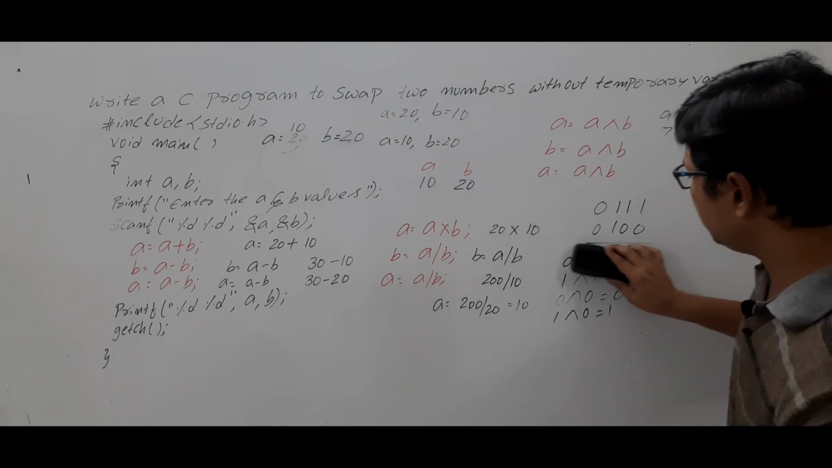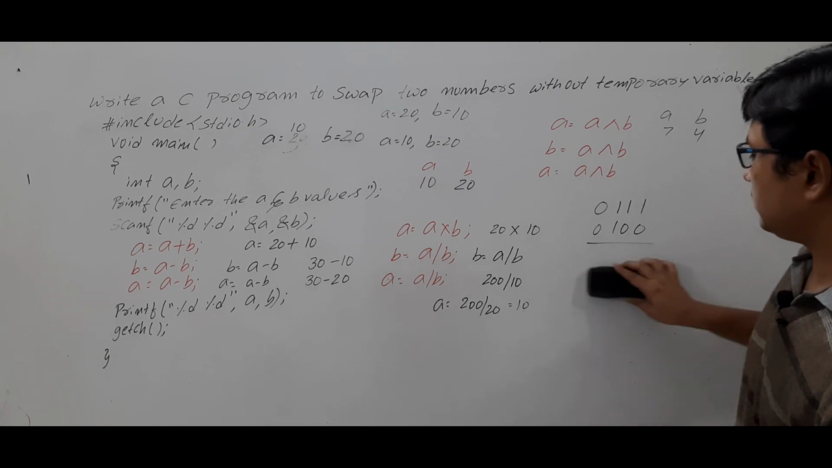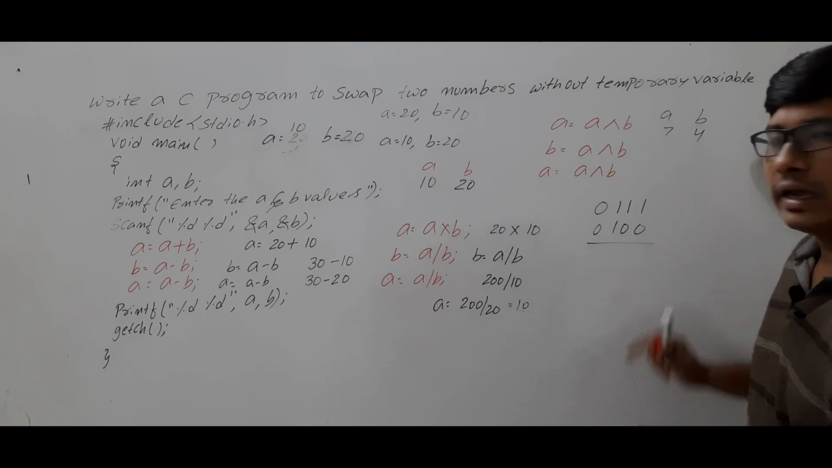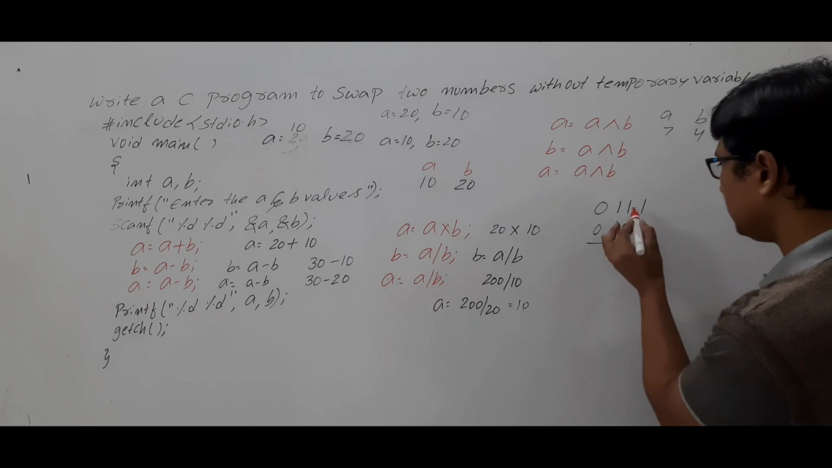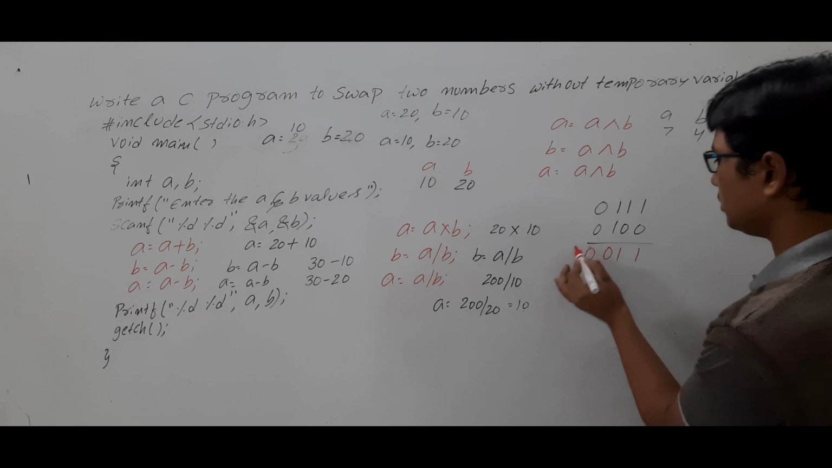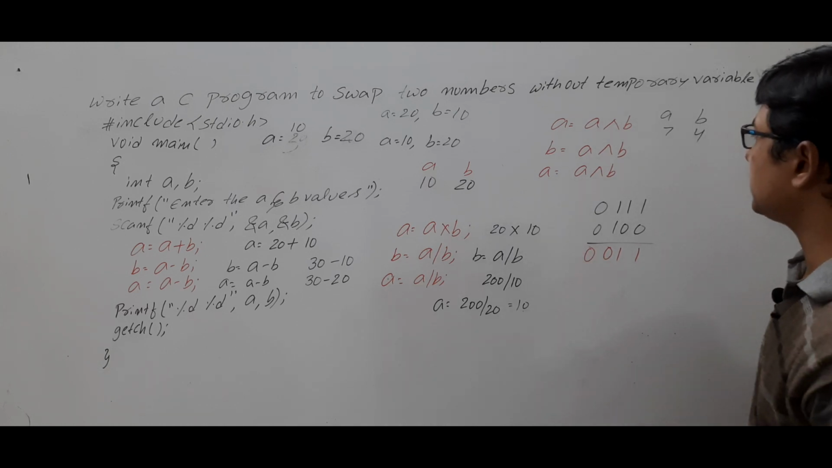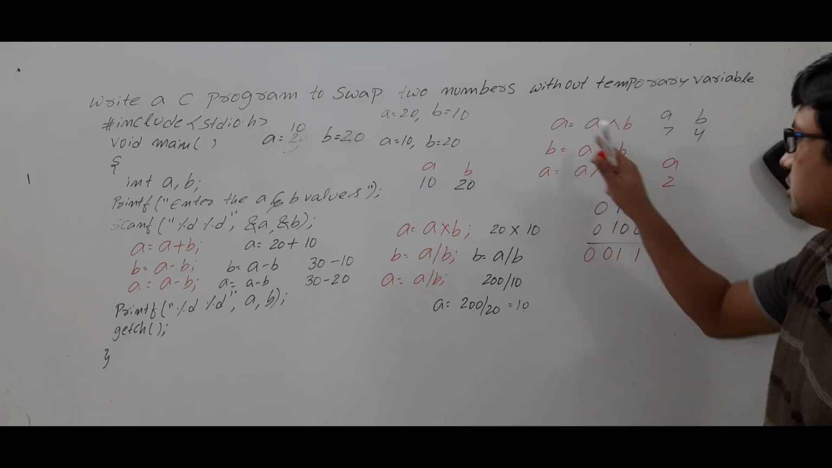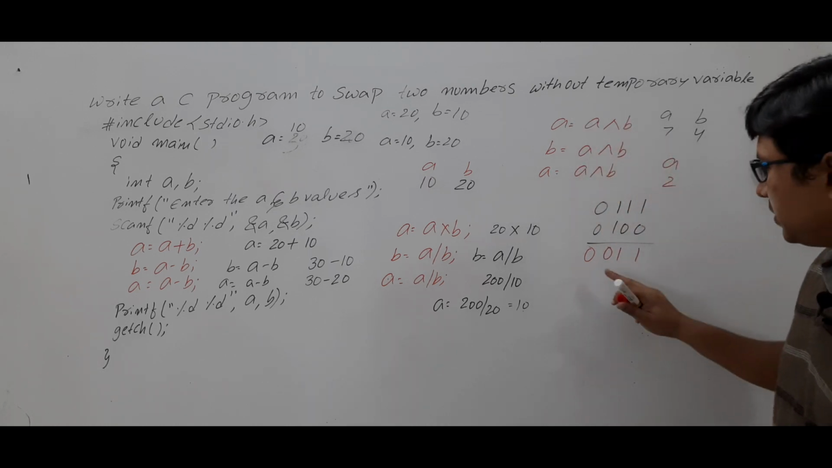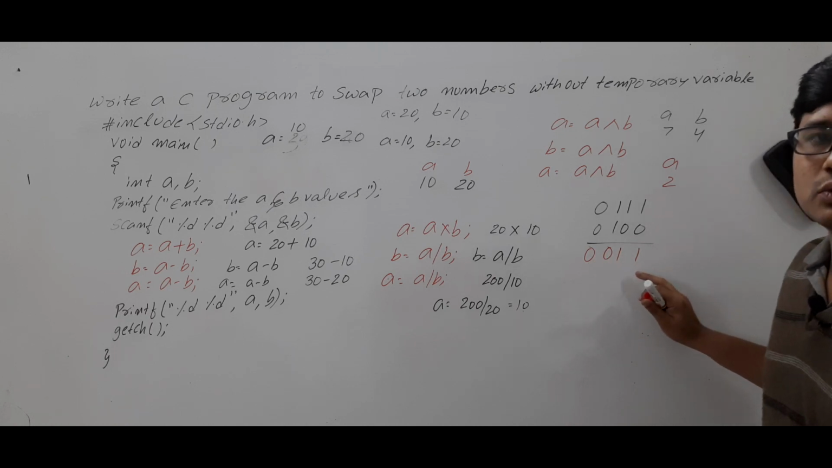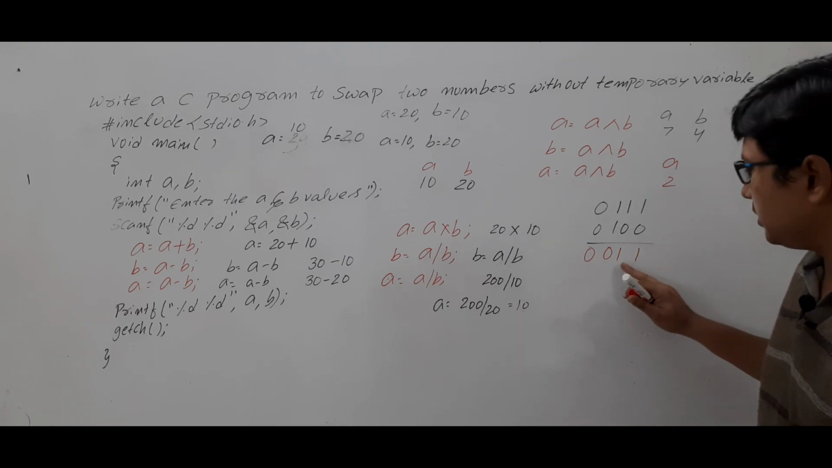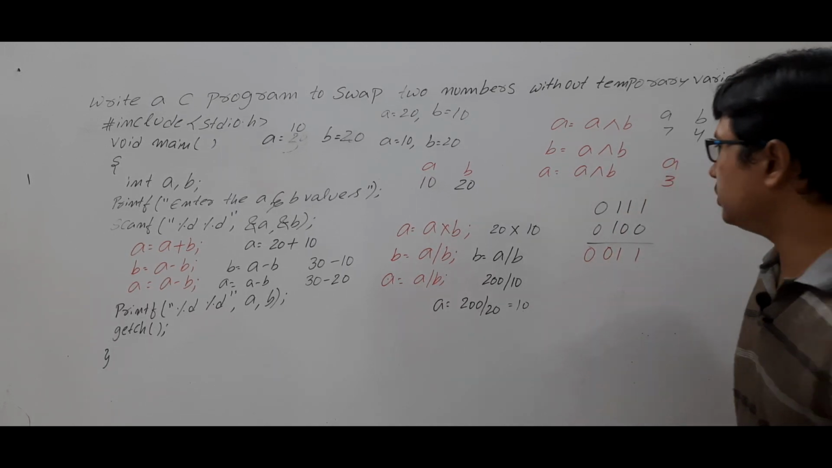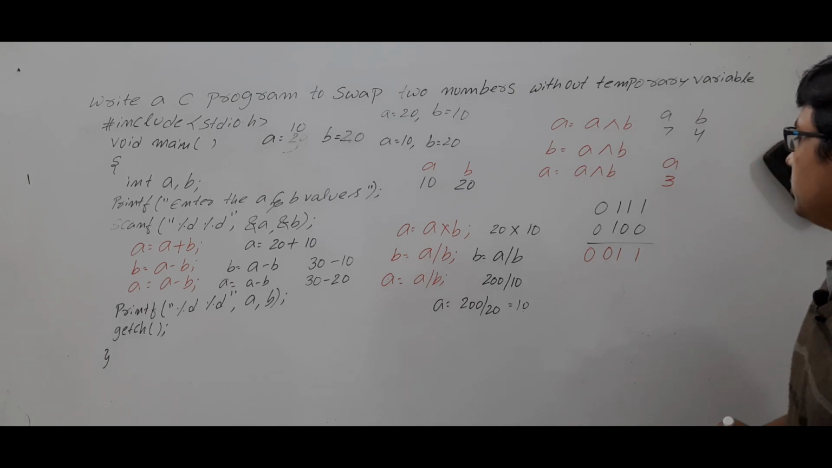Okay. Now with this truth table, let me perform the bitwise exclusive OR. You have 1 exclusive OR 0, you will get 1, 1, 0, 0. Is it clear? You are getting the A value as 3 right now. Okay, because A is equal to A exclusive OR B, which is 0011. So if you convert this binary number to decimal number, you will get the value 3. Okay, are you able to understand it or not?